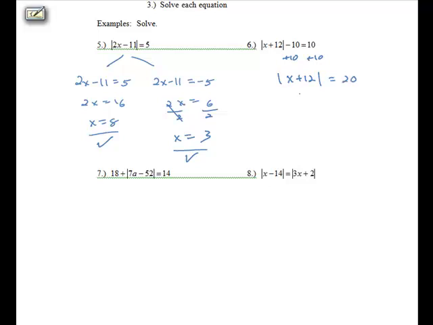Step number 2, now it's time to get rid of the absolute value. Rewrite it into 2 separate equations. The first one, just drop the absolute values. The second equation, multiply the right-hand side by negative 1, which gives us negative 20. Solve each equation, subtract 12 from both sides, which gives us x is equal to 8, and x is equal to negative 32. Once again, 2 solutions, you'd have to have them both.